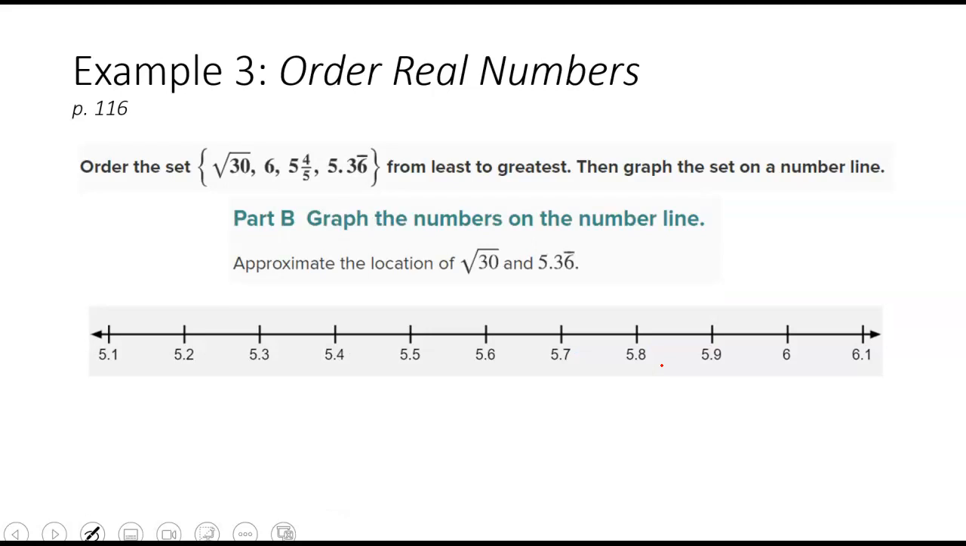And then if we were going to graph these on a number line, we said that square root of 30 was about 5.5, so that can go there. 5.36 repeating is a little bit closer to 5.4 than 5.3. 5 4/5 is 5.8. And 6 is 6. So you can graph those on a number line and you can see again the order: 5.36 repeating, square root of 30, 5 4/5, and then 6 is going to be our order.